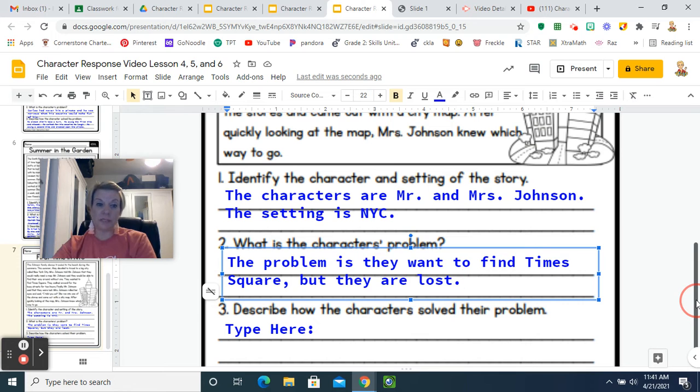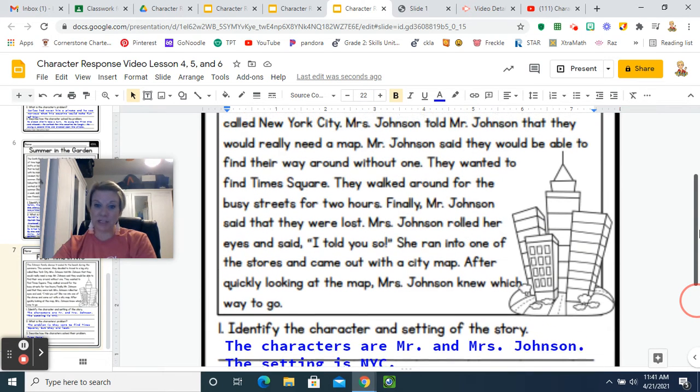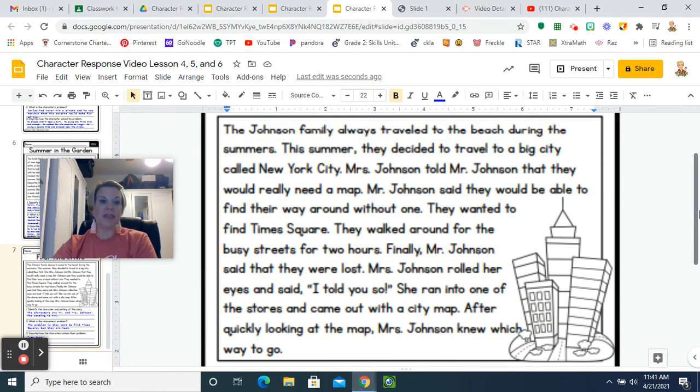So we're looking at Mr. and Mrs. Johnson's actions. We're looking at things that Mr. and Mrs. Johnson say, ways that Mr. and Mrs. Johnson feel, and things that they think. So I'm going to go here. They wanted to find Times Square. They walked around the busy street for 2 hours. Finally, Mr. Johnson said that they were lost.